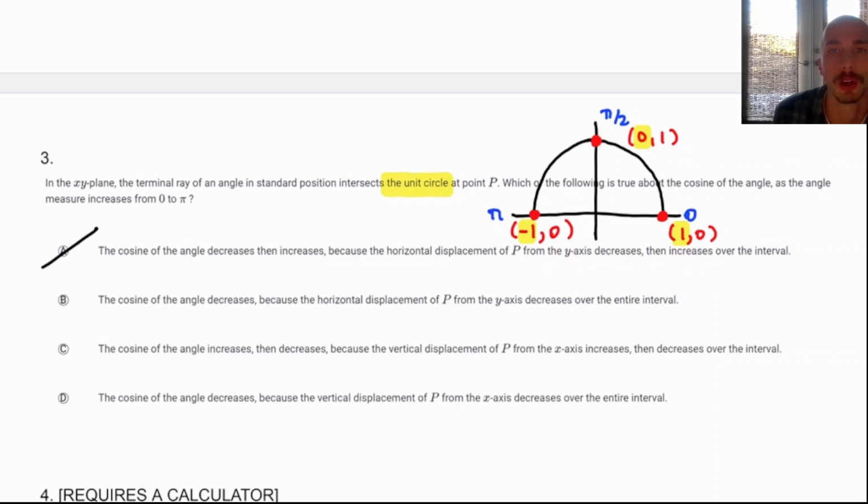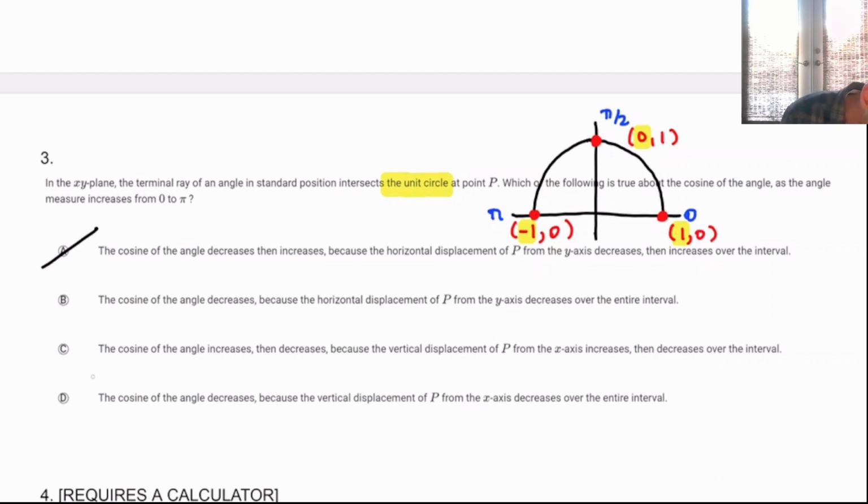Okay, it's been a while since we've talked about increase and decrease, and that's something we're going to talk about at length in the next unit. But for now, I'm just going to tell you, okay, going from 1 to negative 1 is decreasing the whole time, as long as we're not going down and then going up and then decreasing to negative 1. Okay, even though it feels like going from 0 to negative 1 is getting bigger, in a sense it is, it's still decreasing. All right, the cosine of the angle decreases because the horizontal displacement of P, okay, I'll parse through that in a second.